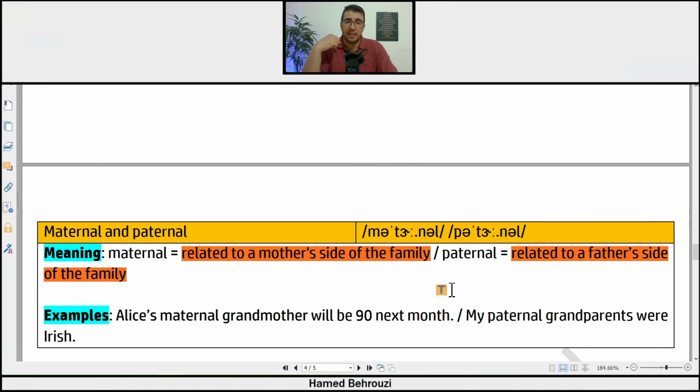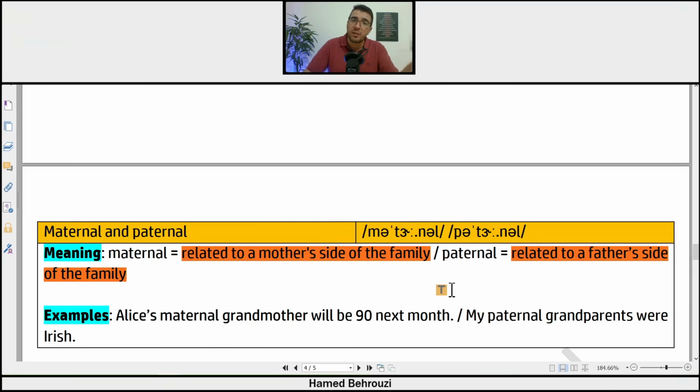But in countries like Iran, there are different words for your father's brother and your mother's brother. In English, we call both of them uncle. But in Persian, one of them is called da'i, from the mother's side, and from the father's side, it's called amu. So they're different words. How should we differentiate them? If in your culture, I don't know which country you're watching from, there are two different words for your father's brother and your mother's brother, you can separate them using maternal and paternal.